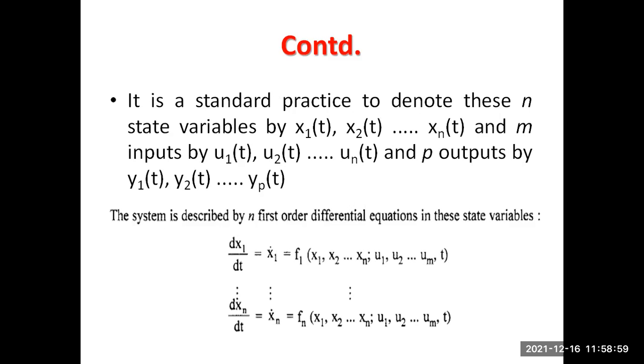It is standard practice to denote these n state variables by x1(t), x2(t), up to xn(t), and m inputs. First of all, for a system there will be some set of inputs, there will be a set of outputs, and in between we will take help of state variables, because if we do not define those state variables, we cannot determine the complete dynamic behavior of the system. So for any state variable analysis, there will be a set of inputs, a set of outputs, and a set of state variables. These three things should be kept in hand.